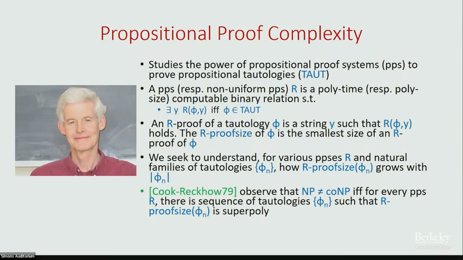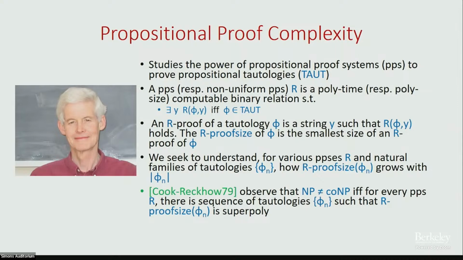So one way to formalize that is using propositional proof complexity, where you study the power of propositional proof systems to prove tautologies. This is of course something that's of interest to the SAT reunion program here as well. A propositional proof system is defined very generally in this paper of Steve Cook, who's represented here, and Robert Reckhow. It's just in general a polynomial time computable binary relation R such that there is a y such that R of phi y holds if and only if phi is in TAUT.